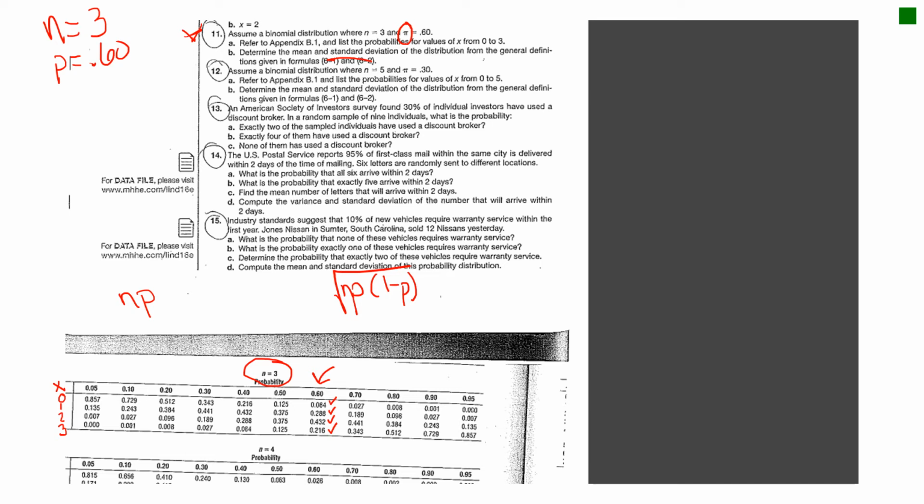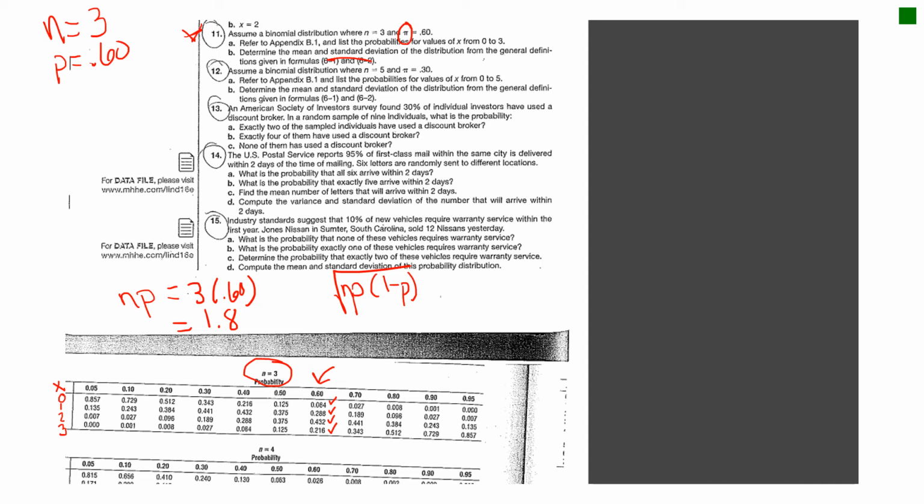So in this one, to actually get the mean, it's simply 3 multiplied by 0.6. So you're going to get 1.8 as your mean. Just take 3 multiplied by 0.6, you get 1.8. That's going to be the mean.